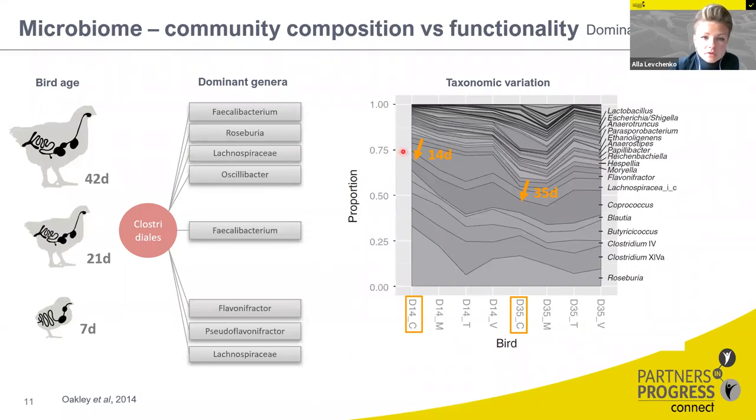In the box diagram on the right hand side, we see the microbiome of four birds. So on the bottom axis, we see birds C and TV, and they were sampled at 14 and 35 days. And here, the representation of different genera was looked at. So if you take the example of Lachnospiraceae at 14 days and 35 days, there is quite a pronounced downward trend for this example. So we see that indeed with age, there is a shift in the amount of different bacteria that are present in the intestinal tract.